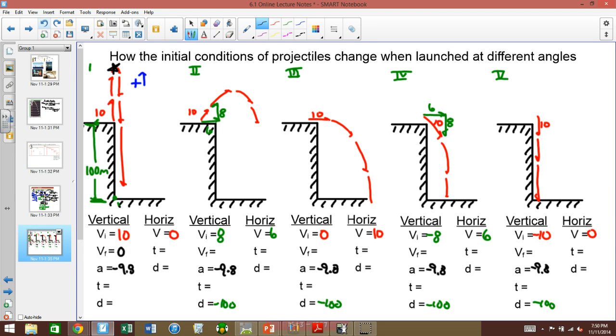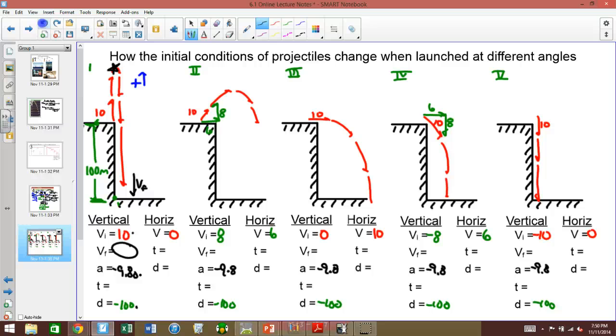use -100 for your displacement, and the final velocity is 0. If you're going to use these 3 things and you solve for the final velocity, that's the velocity with which it hits the ground. A lot of people think that the final velocity is 0. It's not true. If you're going to use -100, it's the speed with which it hits the ground.